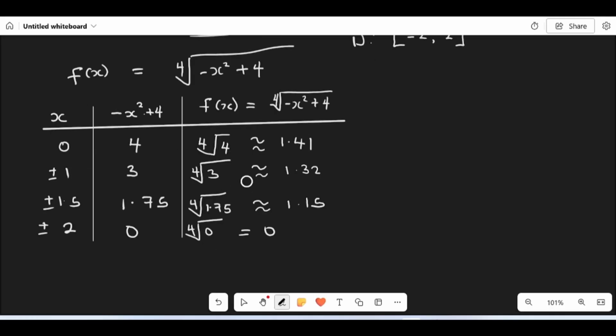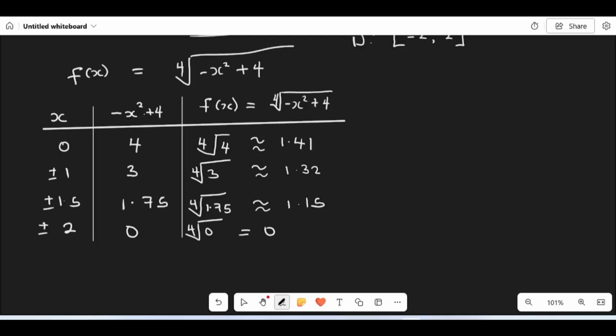You can see that the maximum value of our function is when x equals 0, and the value is 1.41. The minimum value is 0 at x equals plus or minus 2.